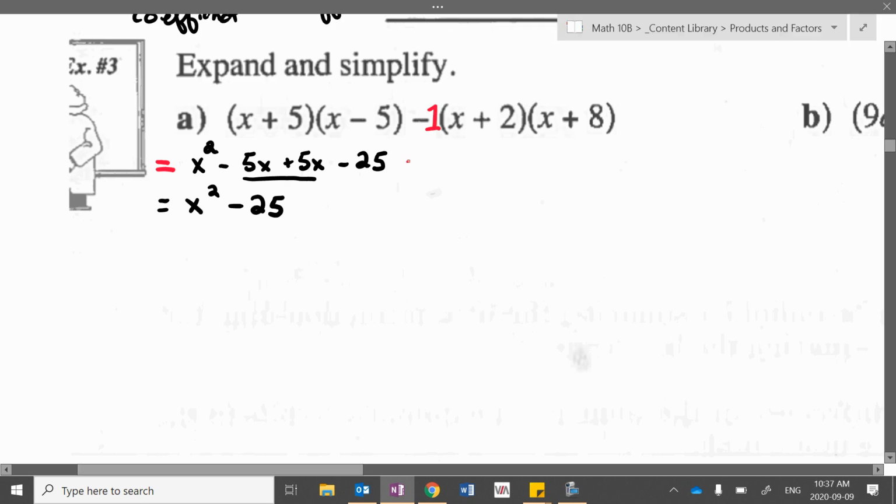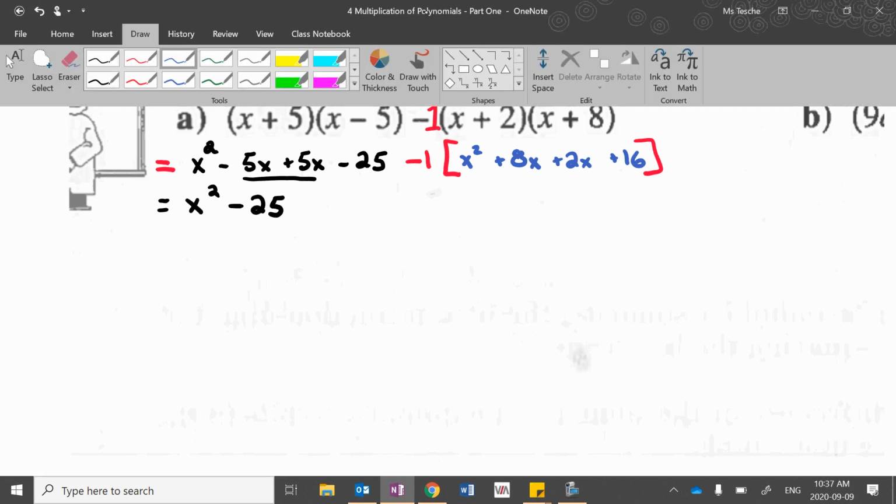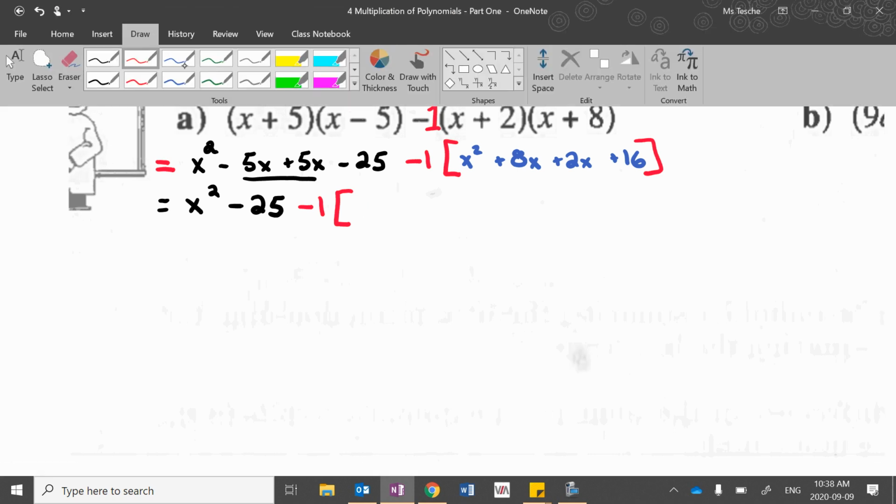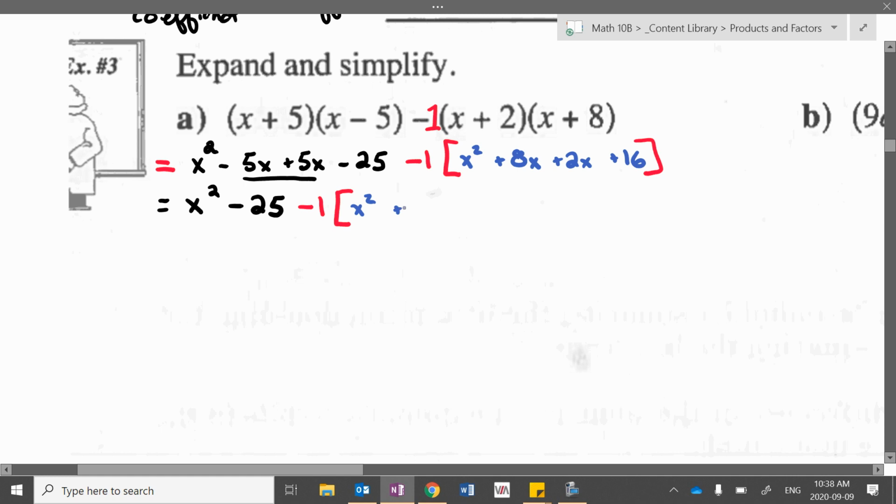So then I'm going to have my minus 1. I'm doing it in red to overemphasize it for you guys. My next piece of the puzzle, I'm going to get x squared plus 8x plus 2x plus 16. So then when I clean up that piece of it, I have x squared, I should do that in blue, plus 10x plus 16.